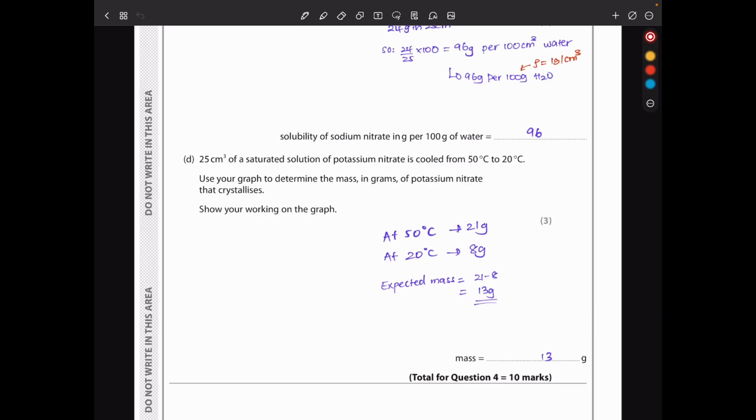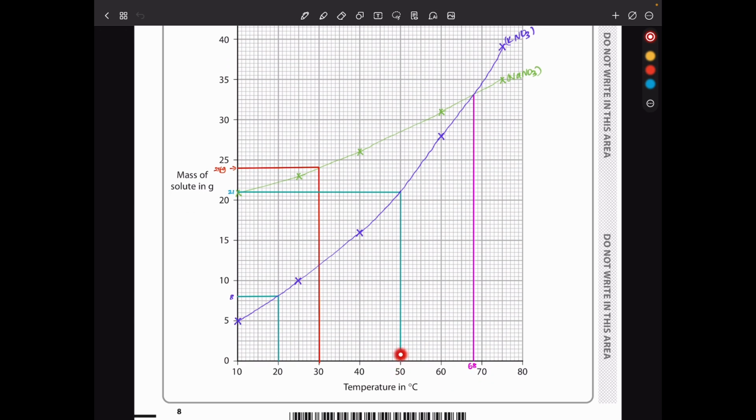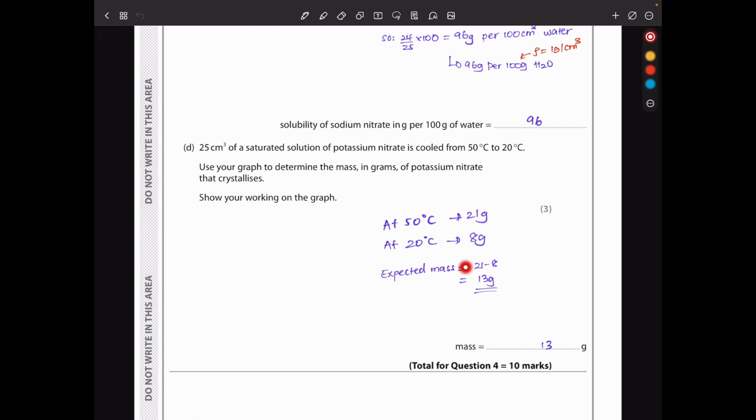Then in part D, 25 centimeters cubed of a saturated solution of potassium nitrate is cooled from 50 degrees Celsius to 20. Use your graph to determine the mass in grams of potassium nitrate that crystallizes. Show your working. So we go back to the graph, do 50 and then 20. So at 50, we have that. The mass I saw was 21, and at 20, the mass was 8. Meaning, when you're cooling, the amount of solid that is going to crystallize is going to be 21 minus 8. So 21 minus 8 is going to be 13 grams as the answer here.